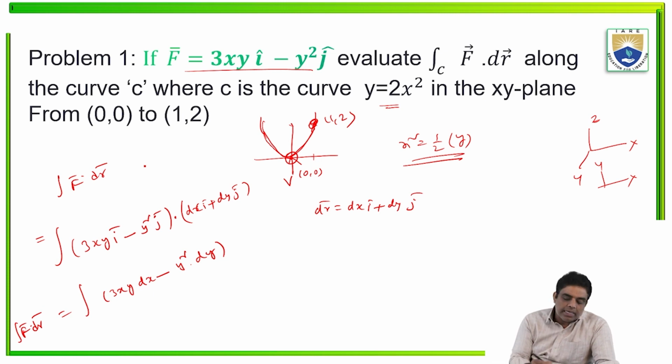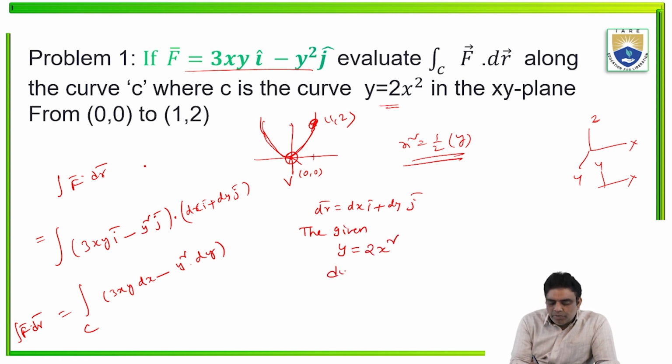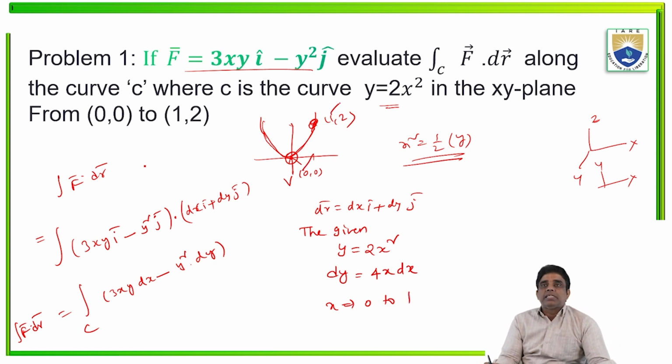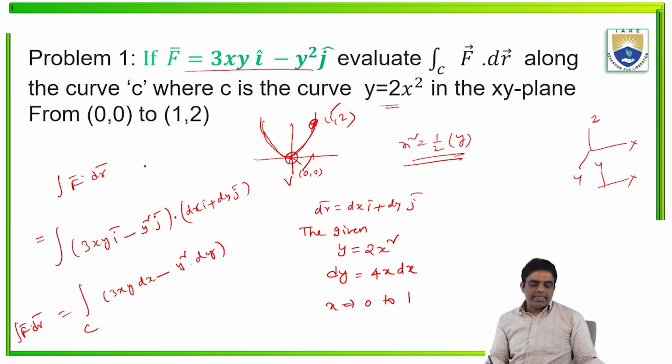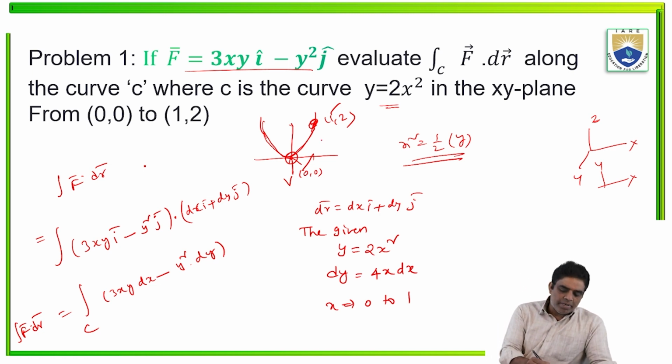Now we have to consider the curve C. The curve C is the parabola from this point to this point, given by y is equal to 2x square. Then dy is equal to 4x dx, and x varies from 0 to 1. Considering the abscissa of the end points, the vertex and the other point 1, 2, the limits for x are 0 to 1. If y is taken, then 0 to 2. That is your choice.